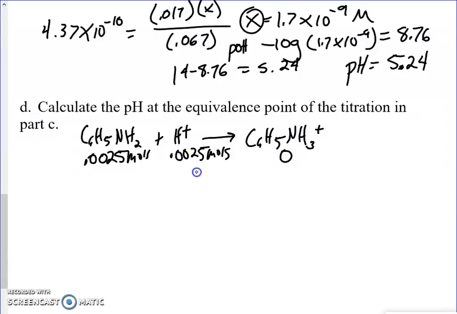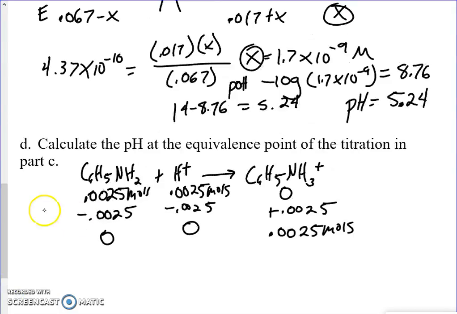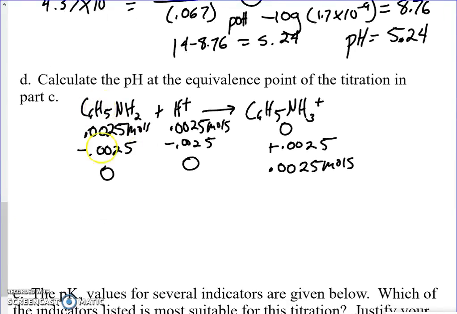Well, look at those two numbers. They're going to react completely because they're the same number, same amount of moles, and it's a 1-to-1 mole ratio. So 0.0025 subtracted from both of these, being added over here, okay, which means we have 0 aniline left, 0 hydrochloric acid left, and 0.0025 moles of the conjugate acid. Okay, so now from here, check out what we have left. Base is gone, acid is gone. We have the conjugate acid left.